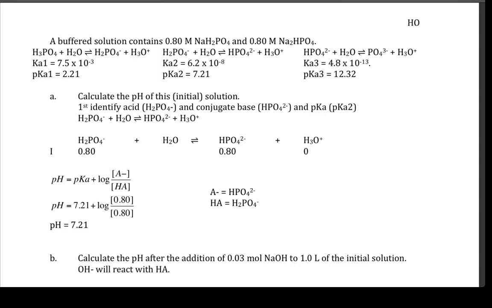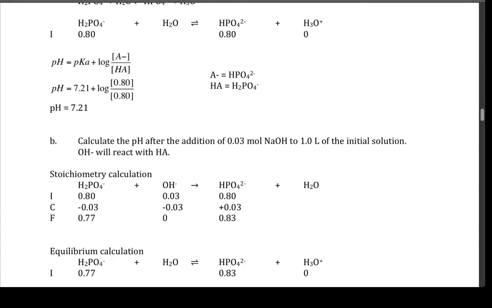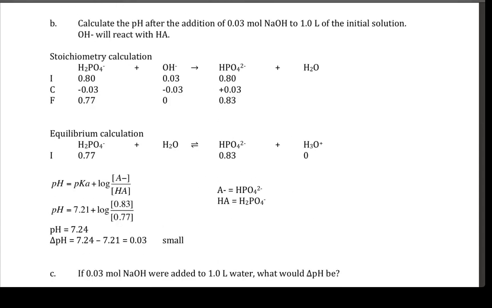And then part B of this problem has us calculate the pH after the addition of 0.03 moles of NaOH to 1.0 liters of this initial solution. So imagine we have a big quantity of the buffer and we take a liter of it and we add NaOH to it. Well, the NaOH is the source of OH minus. OH minus is a base, so it's going to react with the acid part of our buffer.